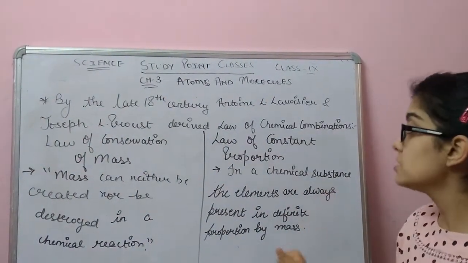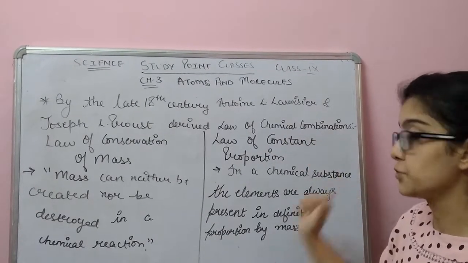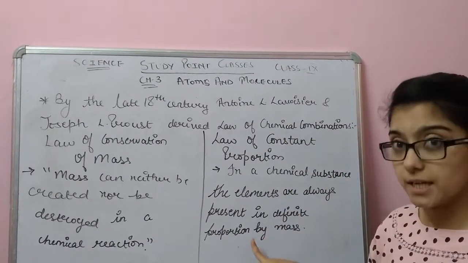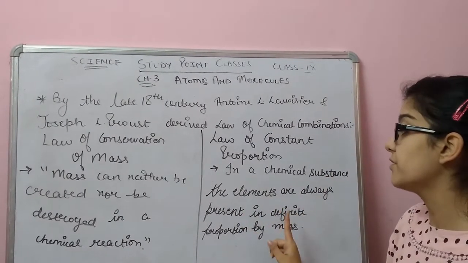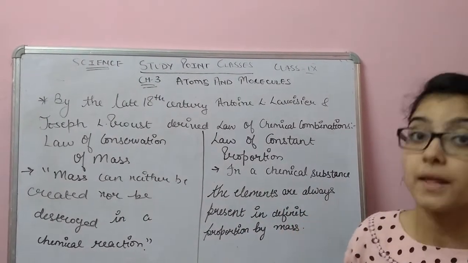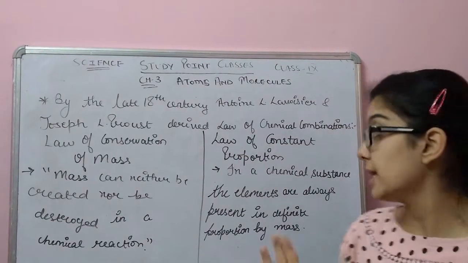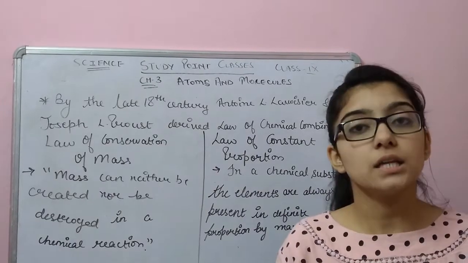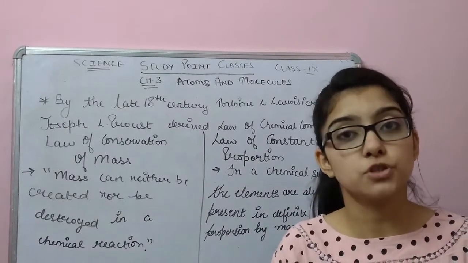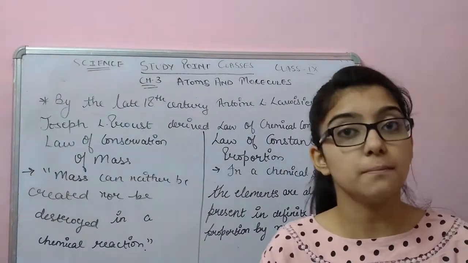The second law was the law of constant proportion. Law of constant proportion stated that in a chemical substance, the elements are always present in a definite proportion by mass. That is, जब भी हमने एक chemical substance लिया, that is formed by the chemical reaction, उसके अंदर elements हमेशा एक ही proportion में present होंगे with respect to their masses.